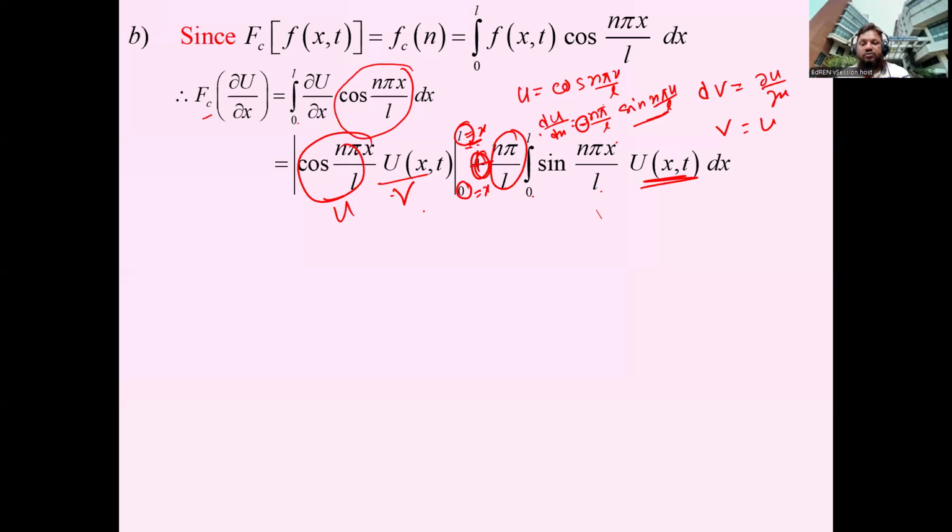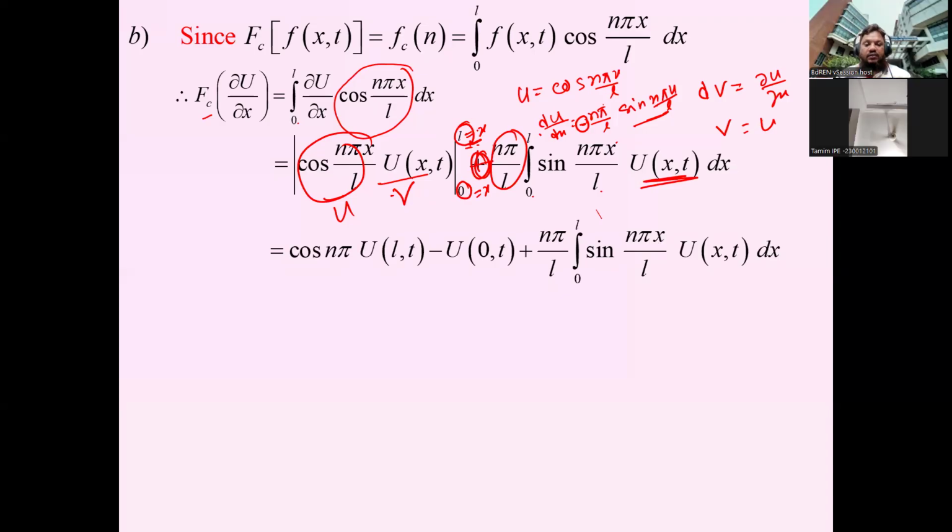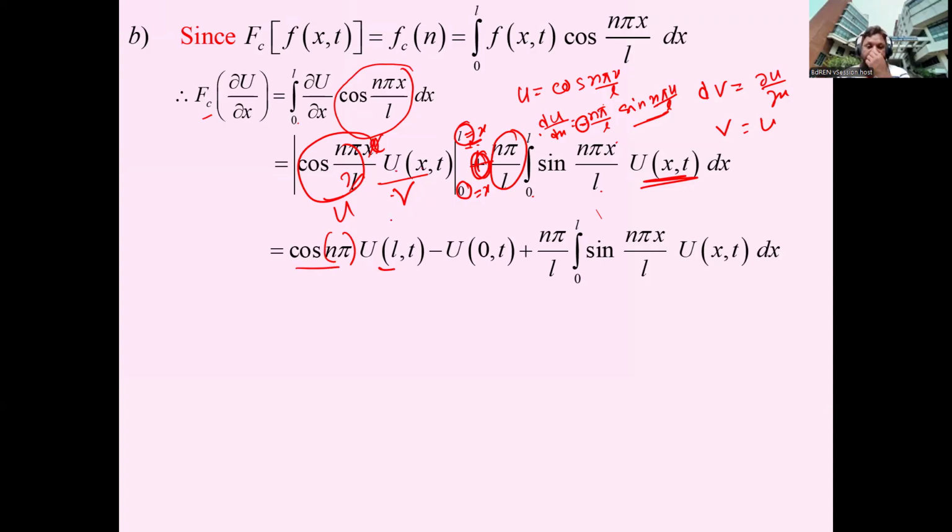So if we put the upper limit x equal to L, L and L will be cancelled out, so it will be cos n pi and u of L, t. So cos n pi u of L, t minus, when x is 0, cos 0 is 1. So that's why we write here minus u of 0, t, x will be replaced with 0.